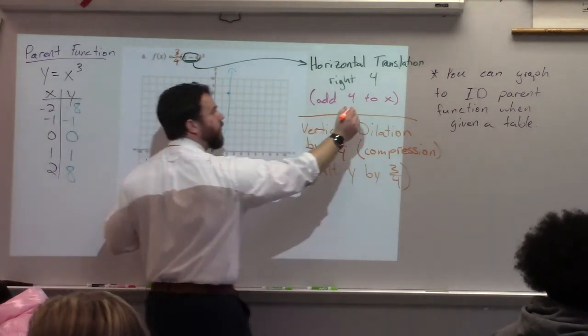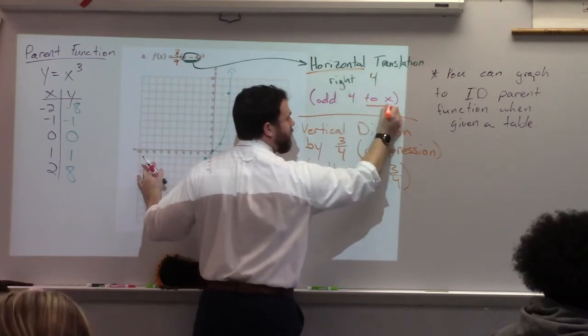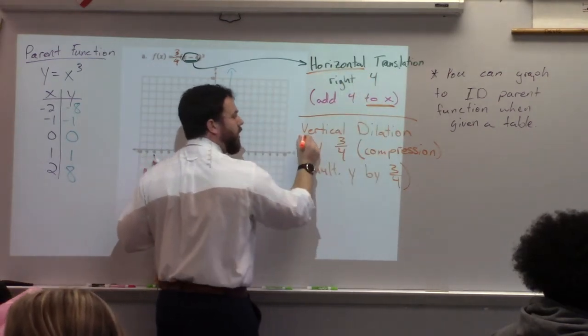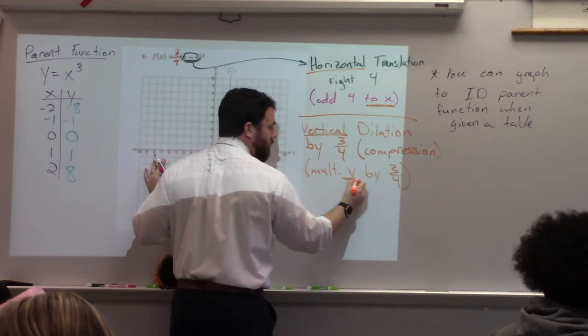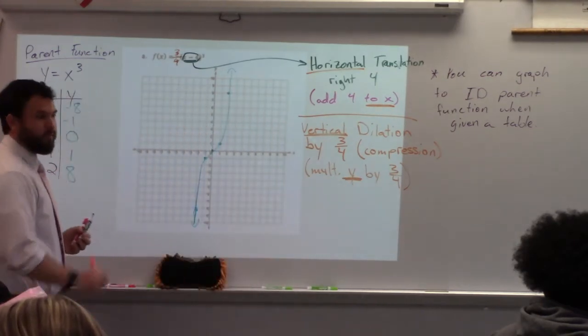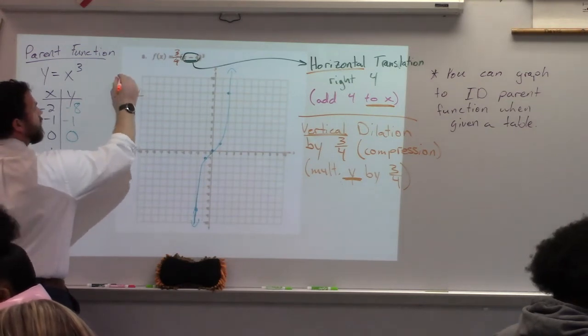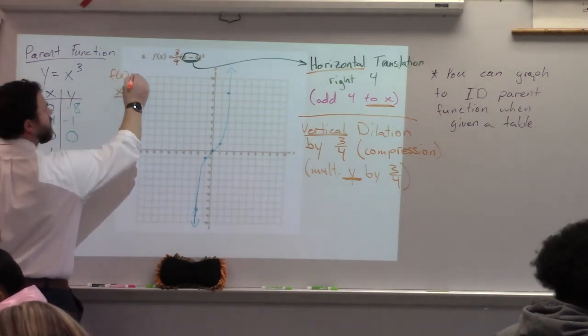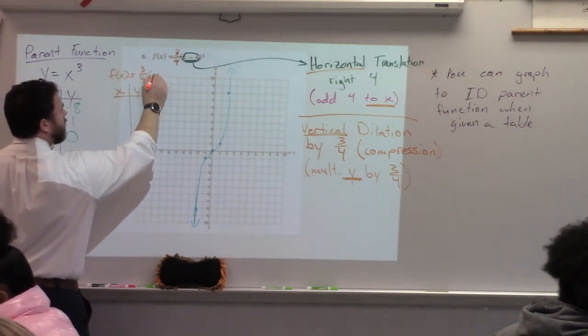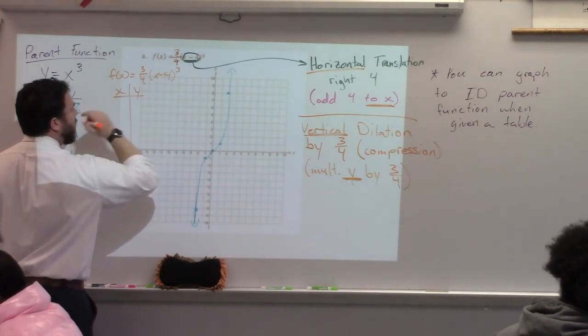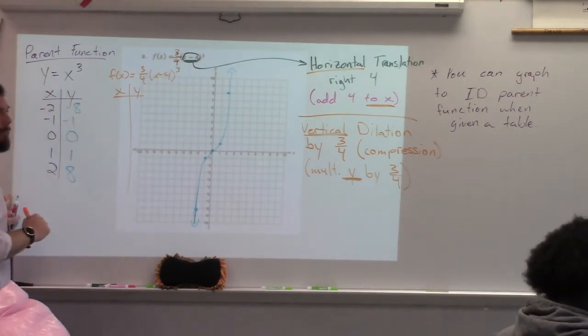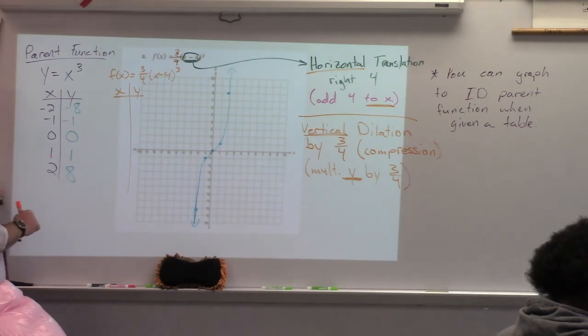Notice, we gotta be careful. The horizontal affects the x. The vertical affects the y. So now I can make a table. How do you apply 3/4 on the graph? Well, I make my table first.